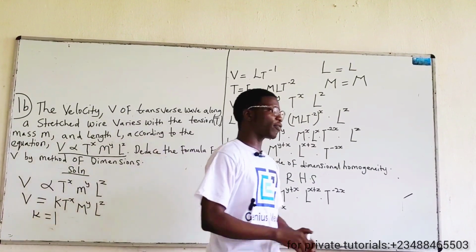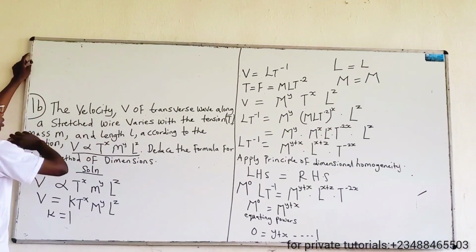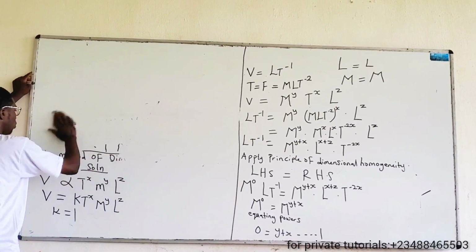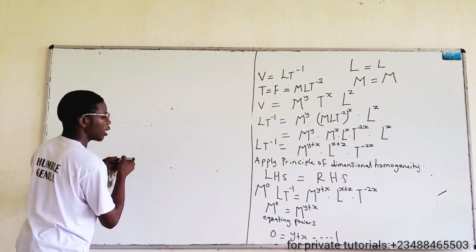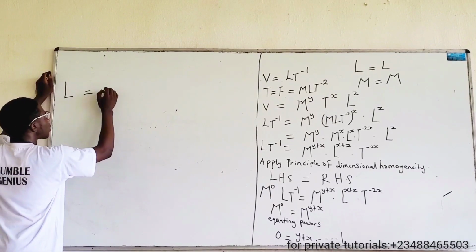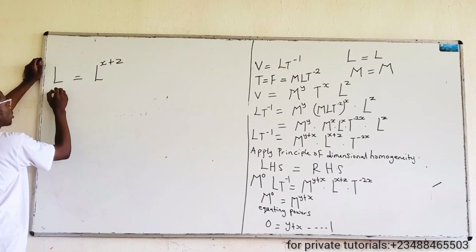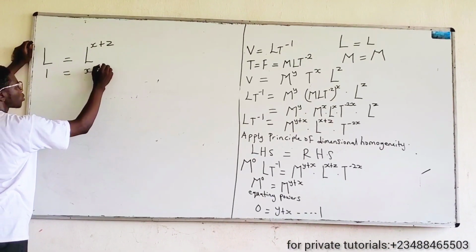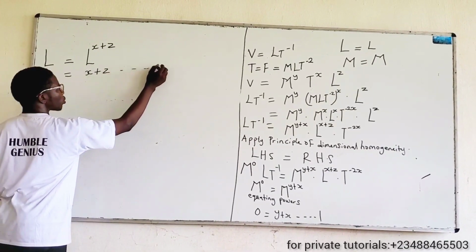Easy. So in the same vein, hope you've taken down this question. Let's continue. In the same vein, we'll come over here and say L is equal to L on the right hand side, which is L raised by x plus z. So this is 1, because the power of L here is 1, is equal to x plus z, equating of powers. So this is our equation 2.